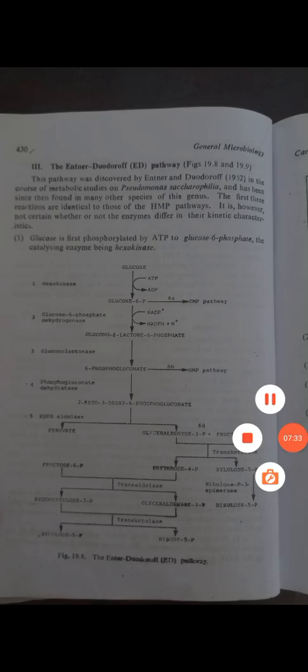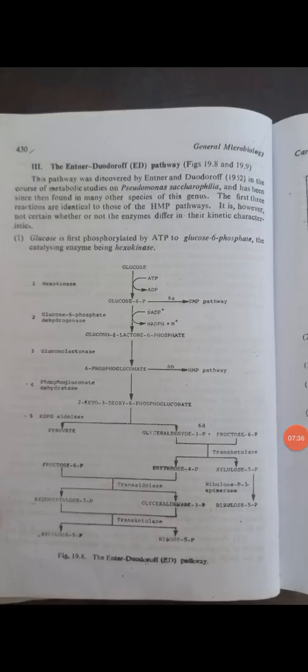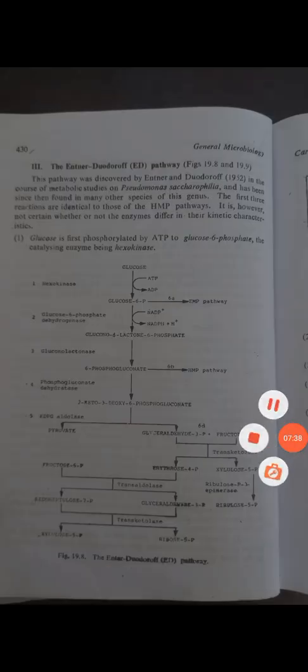In the next lecture, we will discuss the pentose phosphate pathway, or phosphoketolase pathway, which has pentose and hexose phosphoketolase pathways. Two types of phosphoketolase pathways are observed, so in the next lecture we will discuss that.